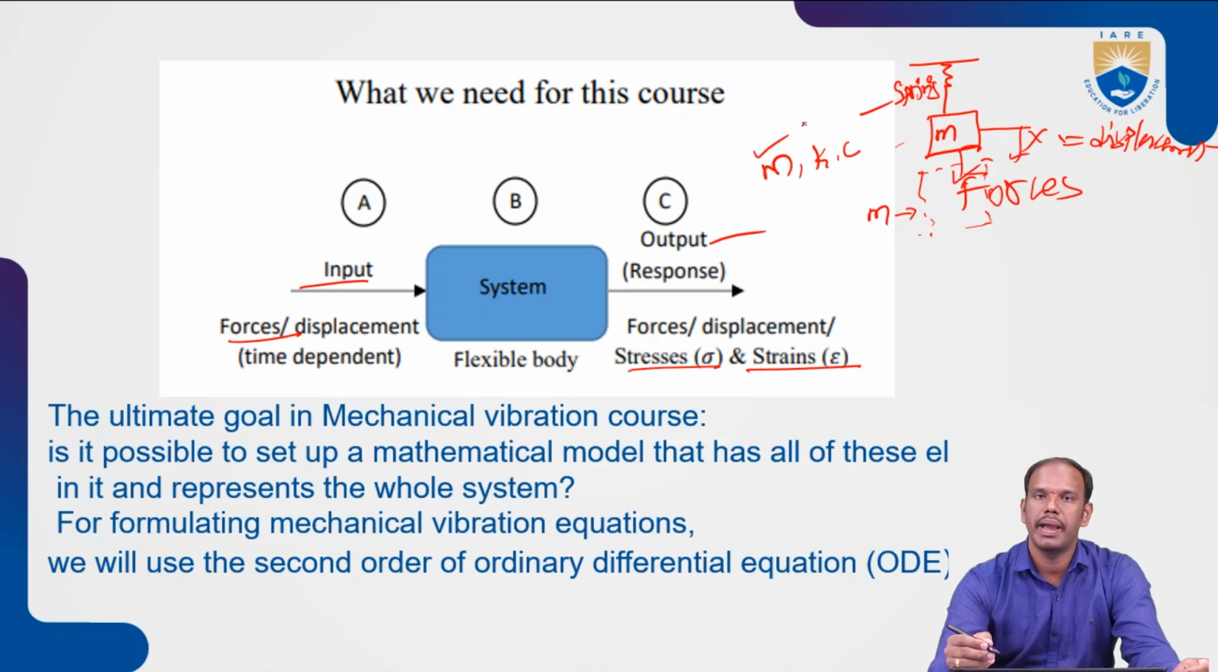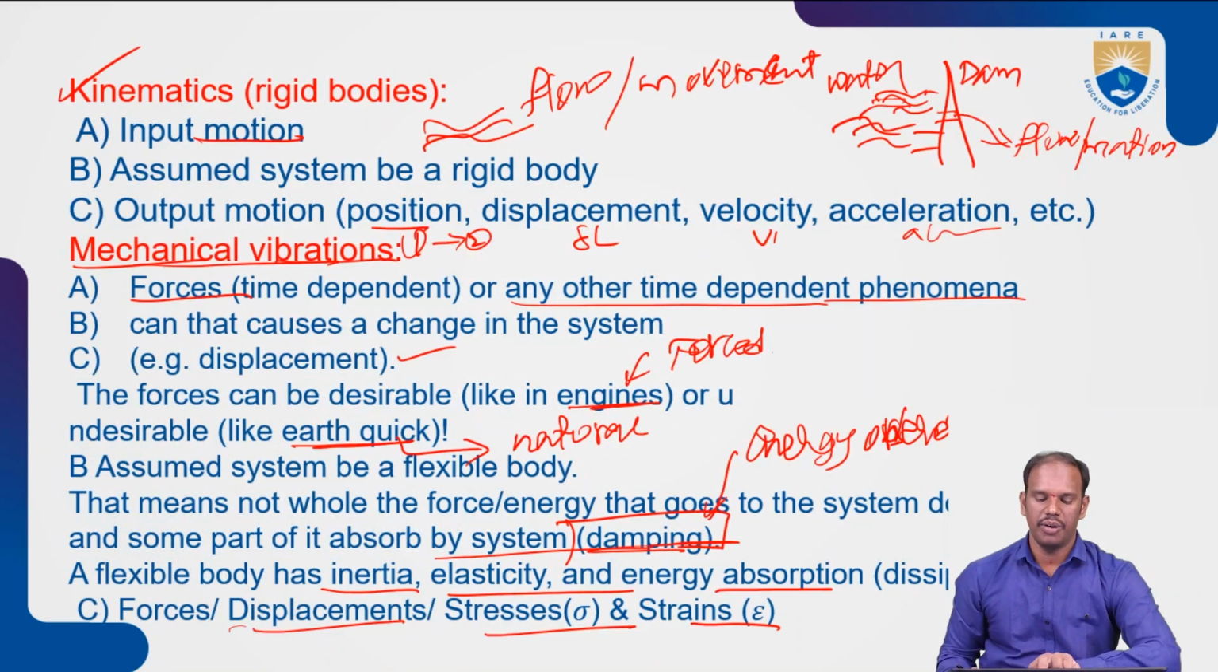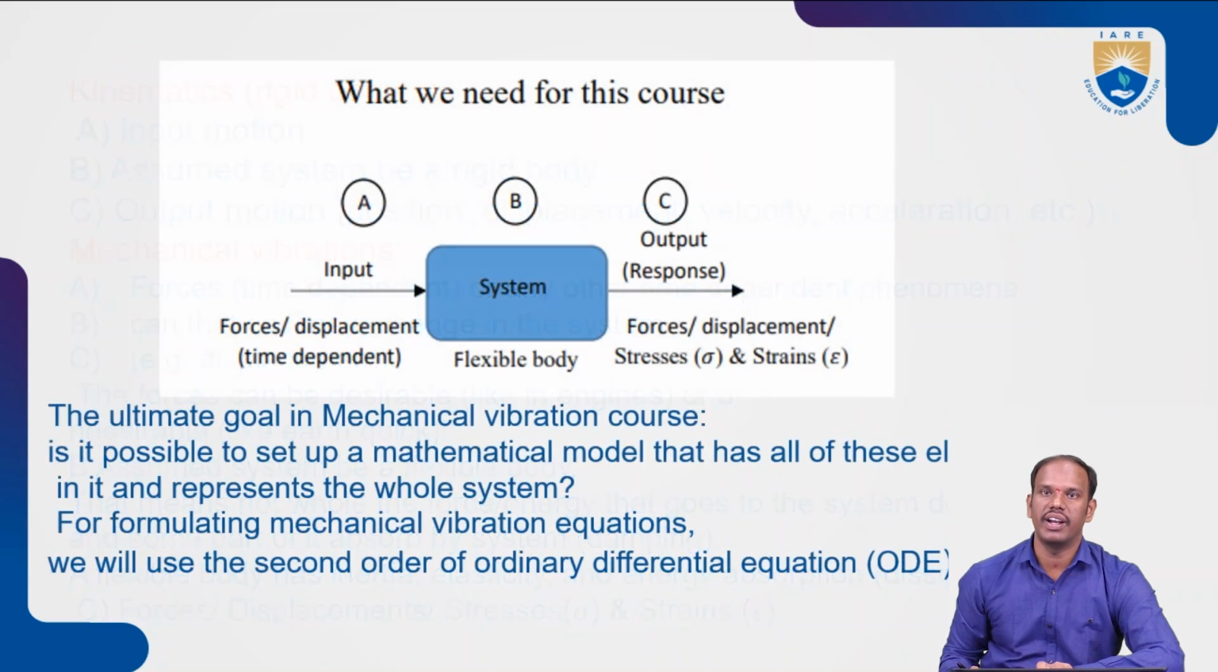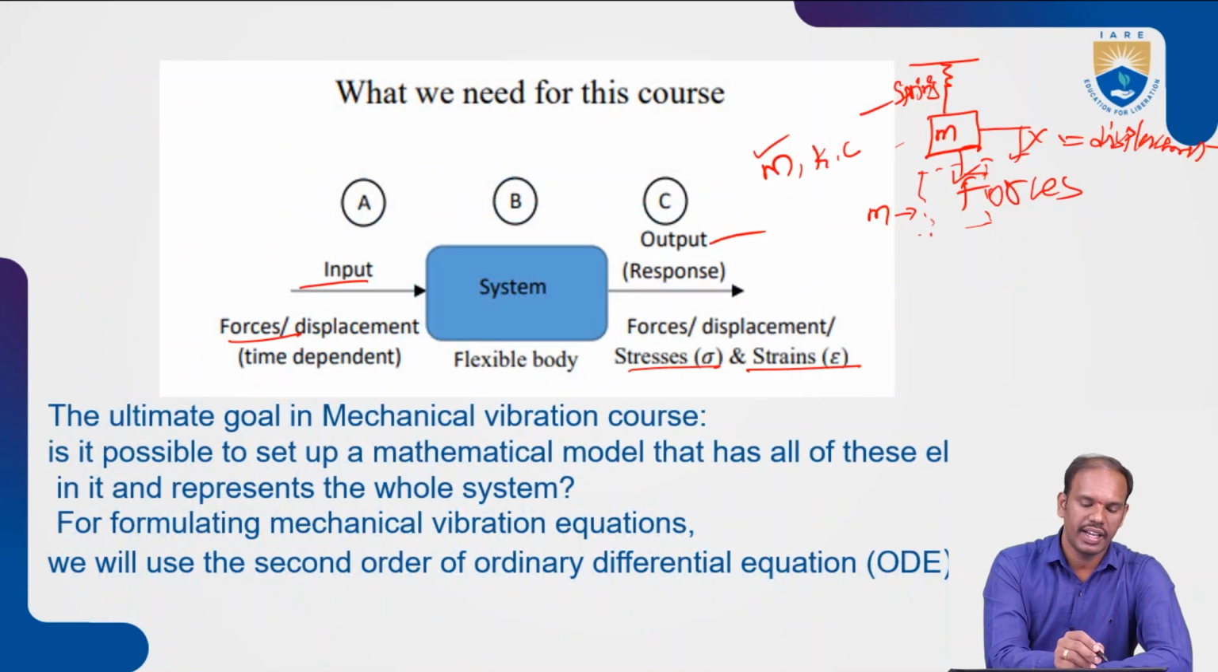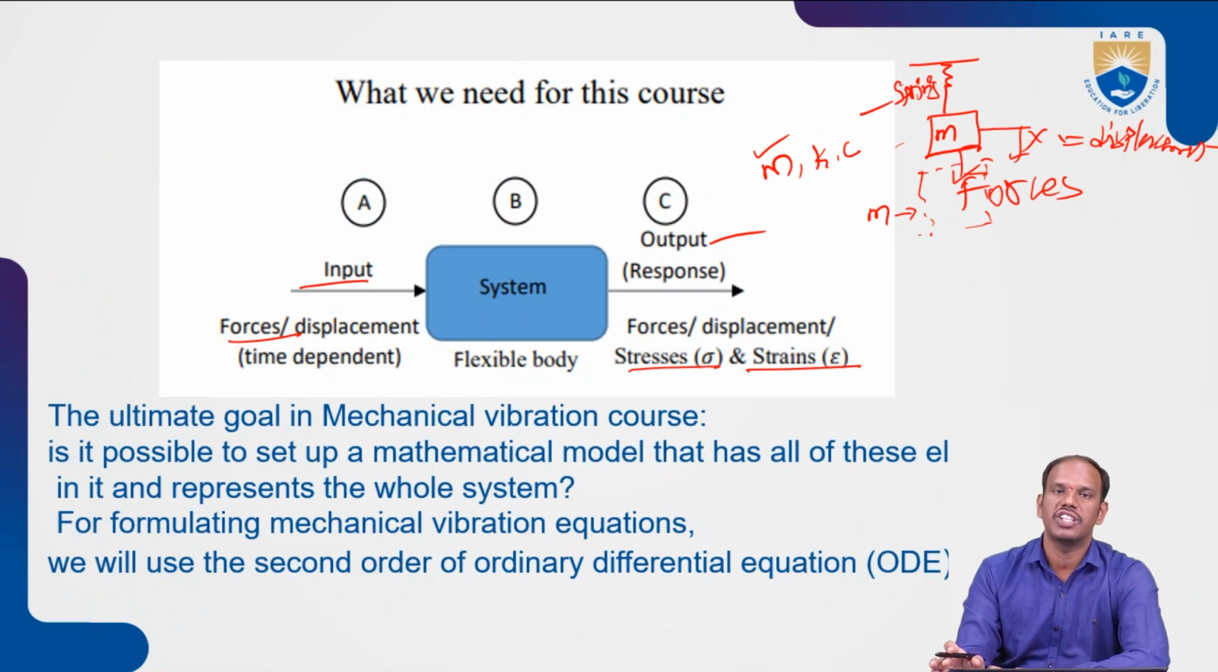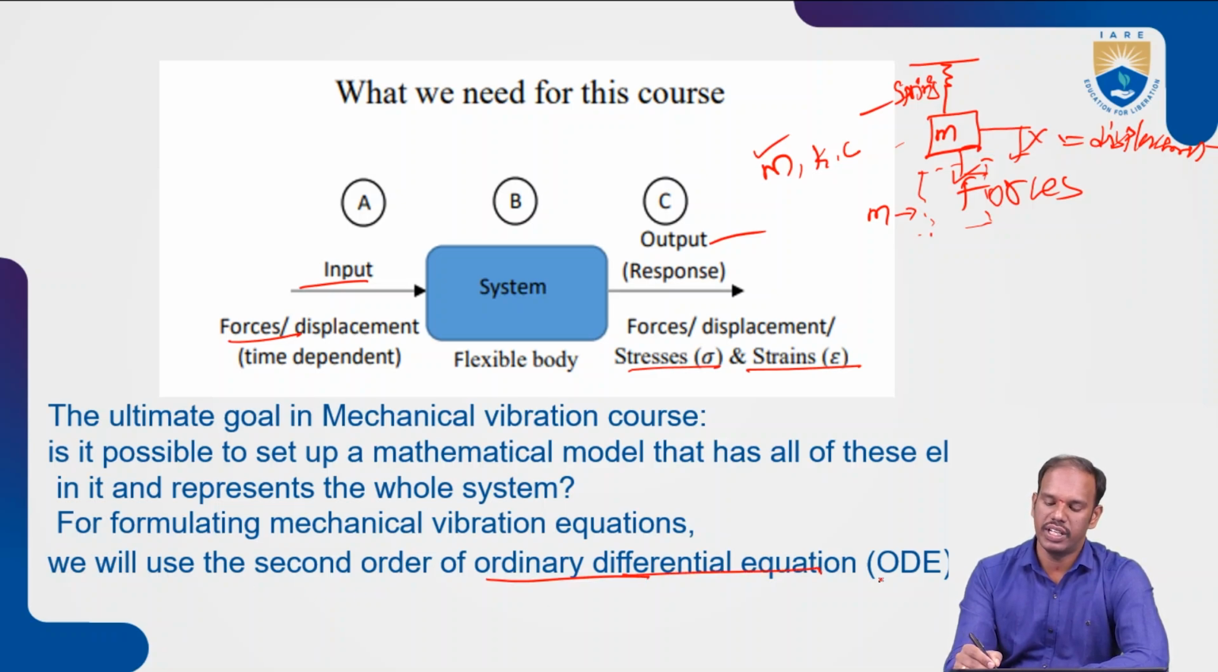What is M? M is nothing but mass, K is nothing but spring, and C is the dashpot, or else the absorber. We know that there is a damping system. Damping is nothing but a damper or spring system that reduces these vibrations, right? So in this, the formulation of mechanical vibrations is by using ordinary differential equations, ODE.